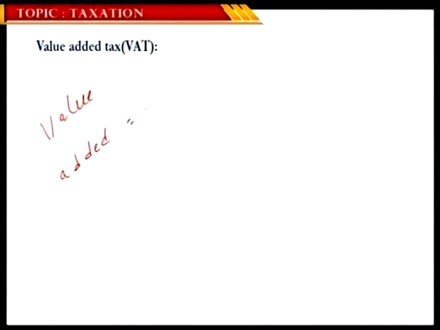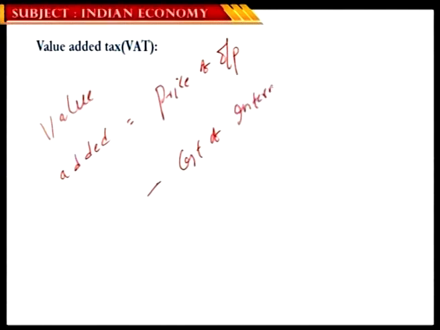So how would you compute the value added? Simply, we take the price of output minus the cost of intermediate consumption. This is how we compute the value addition in that particular stage, and the tax is levied only in proportion to the value addition, but not upon the taxes paid in the previous stages.